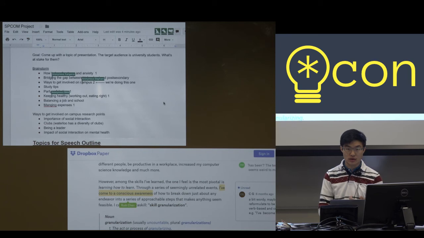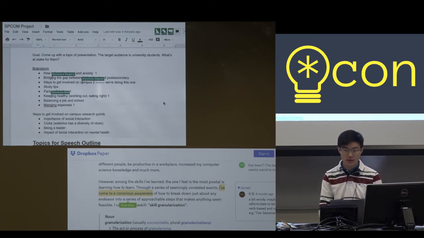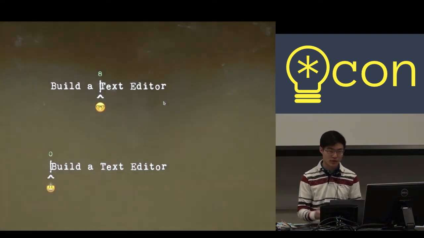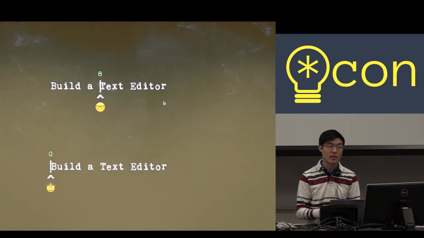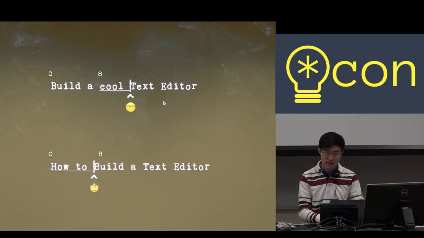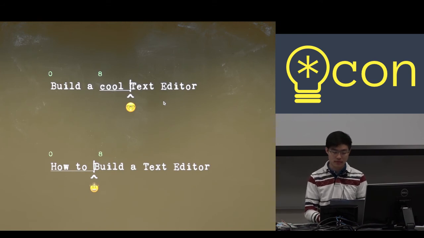So the goal of this talk is to give you an idea of how these algorithms for conflict resolution might look like. And first, let's just start by looking at an example to see what might make this a hard problem to solve. Let's say you and I are working on the title of this talk. It's definitely going to include build a text editor, and we might have our cursors at different places because we want to change different things. I want to add build a cool text editor, and you want to write how to build a text editor.